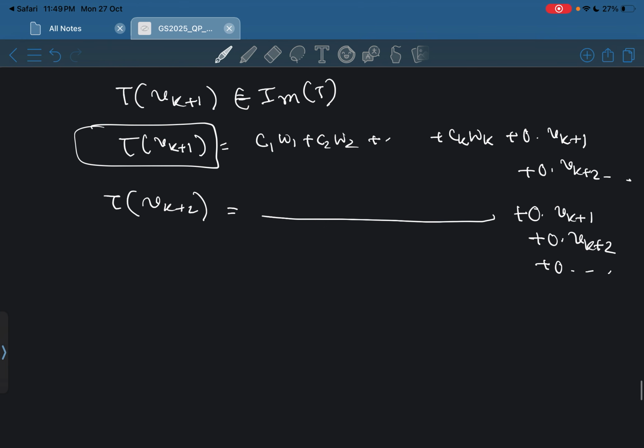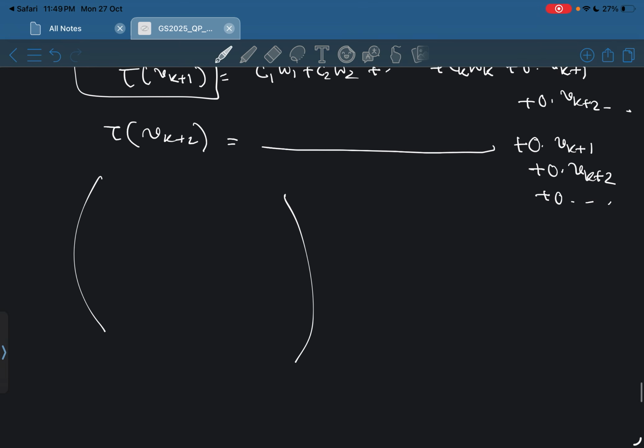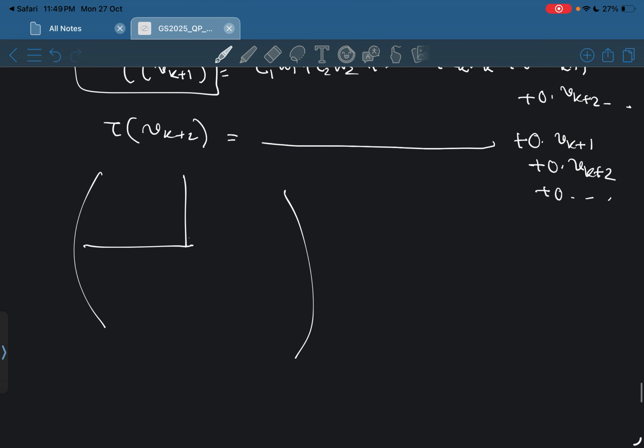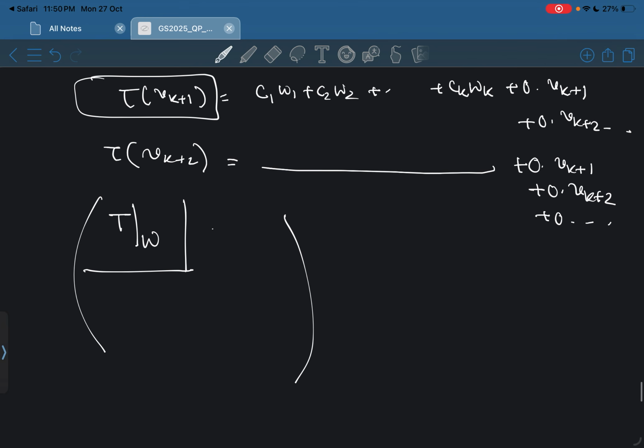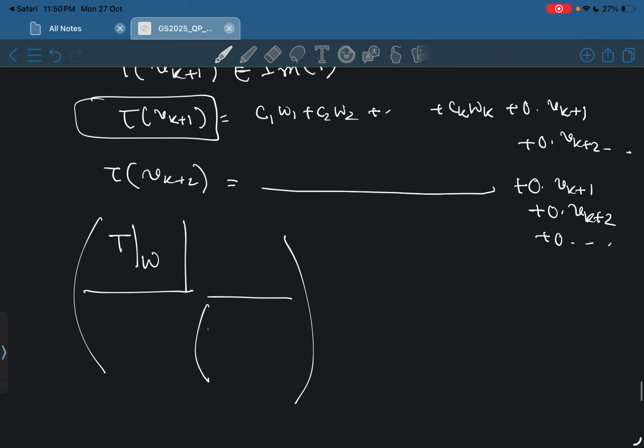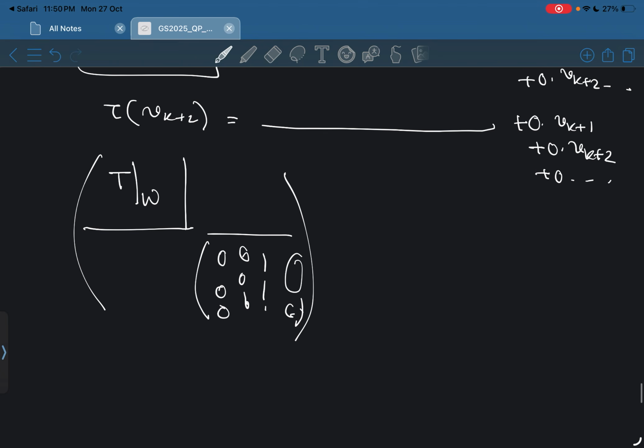Then if you write down the matrix representation, what will you get? For the first block, you get the matrix representation of T restricted to W, and after that whatever is there, but the lower part is actually the 0 matrix. That's why the trace must be the same.